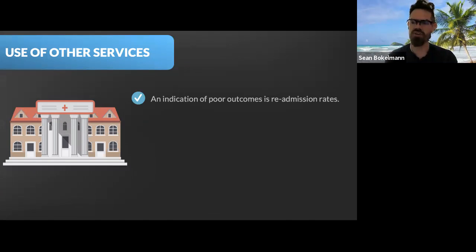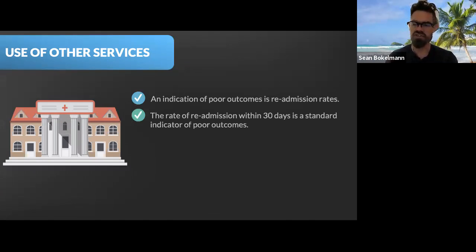So how can we look at this and analyze it? Well, we can use some common indications of poor outcomes. One of those is readmission rates. So this is when people are discharged from the hospital and they have to be readmitted because they were basically discharged too early. And usually it's readmission within the first 30 days. That's the standard measure of poor outcomes.